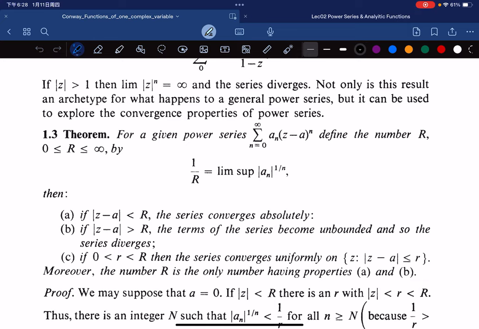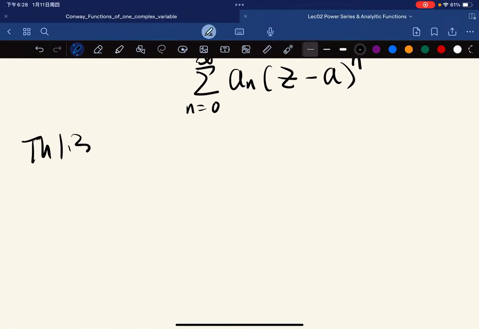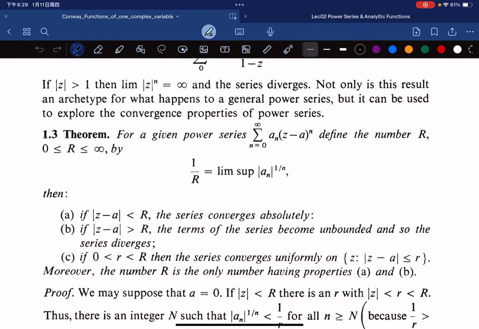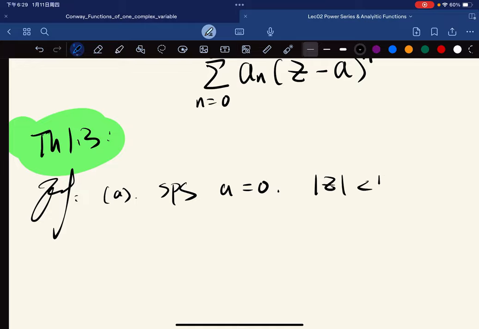Okay, so Theorem 1.3, let's look at this. We shall prove it. Throughout the proof, we're going to assume that a is equal to zero. We simplify our problem, and you'll see that we can substitute a with anything and the proof remains unchanged. So for simplicity, we suppose that a is equal to zero and |z| is less than R.